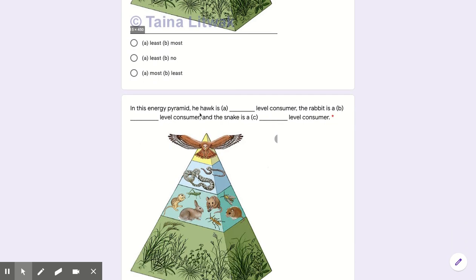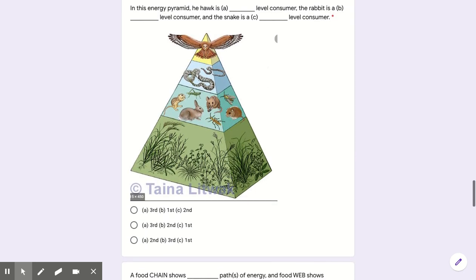In this energy pyramid, the hawk is blank level consumer, the rabbit is a blank level consumer, and the snake is a blank level consumer. Is it third, first, second? Third, second, first? Second, third, first?